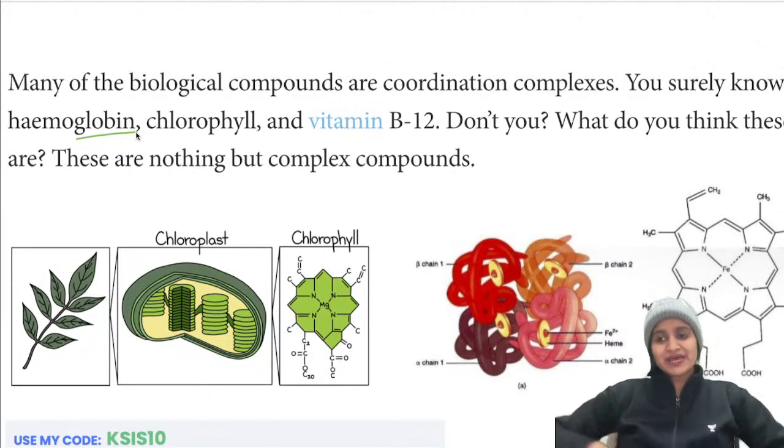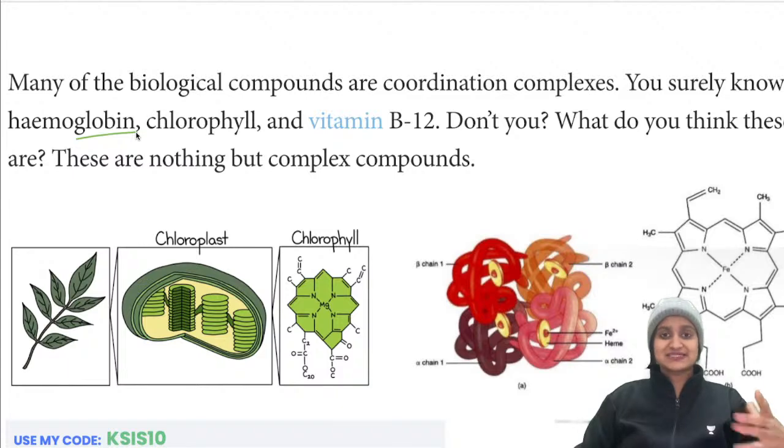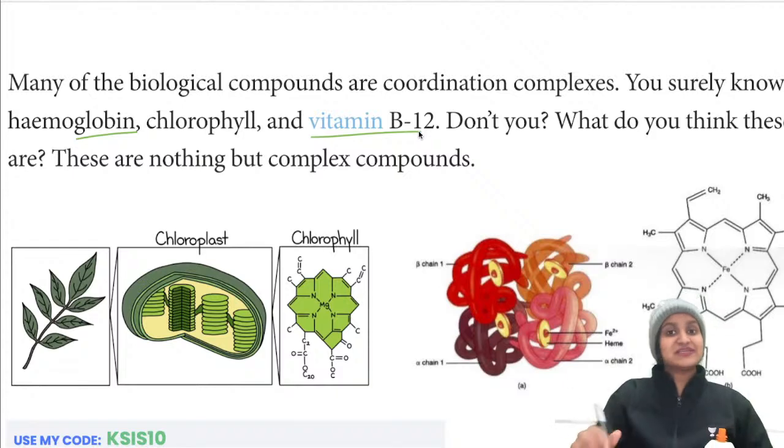Okay, for example, you have done this in your junior classes, that chlorophyll is required for photosynthesis. Now this chlorophyll, which is a green colored pigment, right, which is important for photosynthesis, it is also your coordination compound. So these are the biological compounds, and a lot of compounds which are complex, they exist in our body as well. Okay, and vitamin B12, which is essential for us, it is also a coordination compound. So what do you think these are? These are nothing but complex compounds.